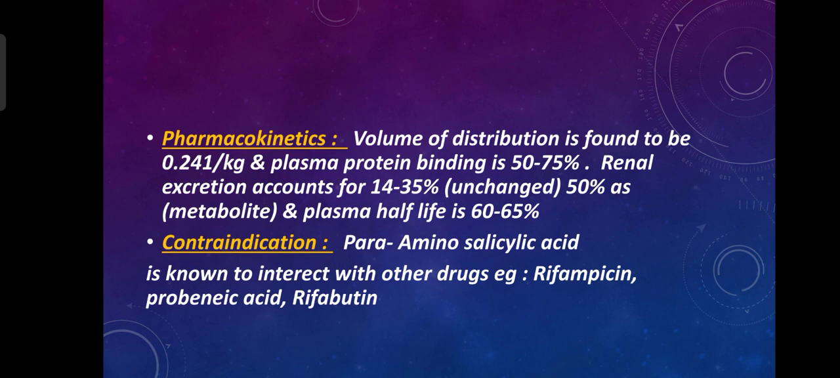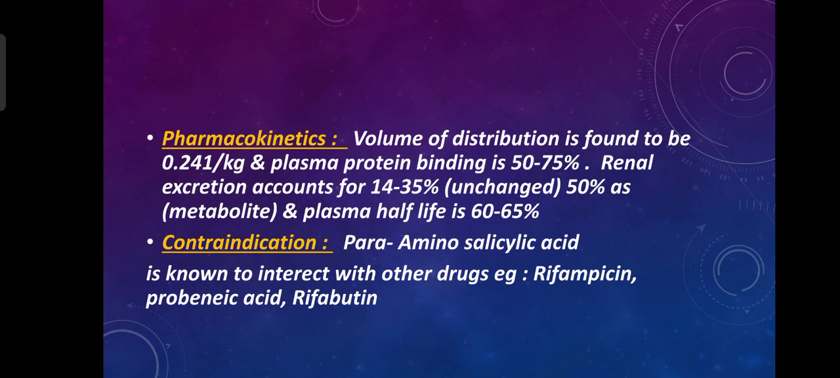Now the pharmacokinetics. Volume of distribution in the body is found to be 0.241 per kg and plasma protein binding is 50 to 75%. As you know, every drug has a particular plasma protein binding, its capacity to bind with the plasma proteins of our body. So para-amino salicylic acid can easily bind to our plasma protein. Renal excretion accounts for 14 to 35% in unchanged form, 50% metabolite, and plasma half-life is 60 to 65%.